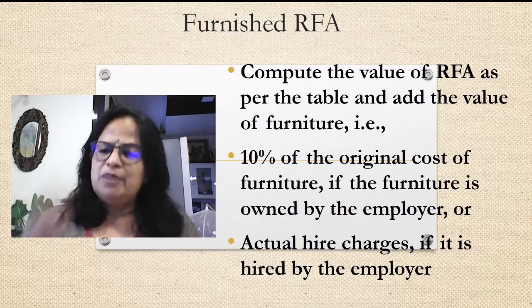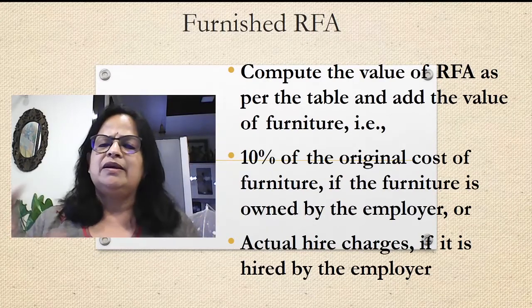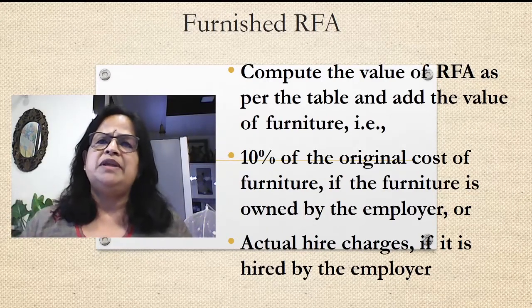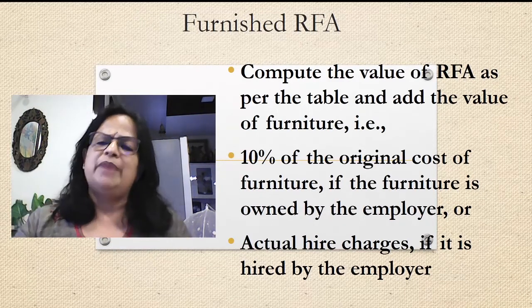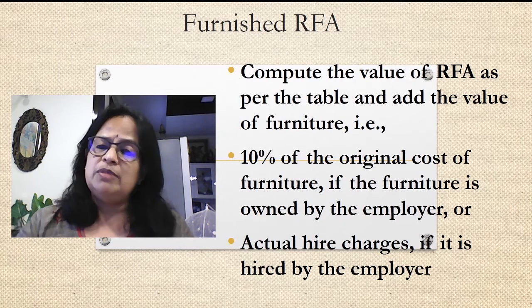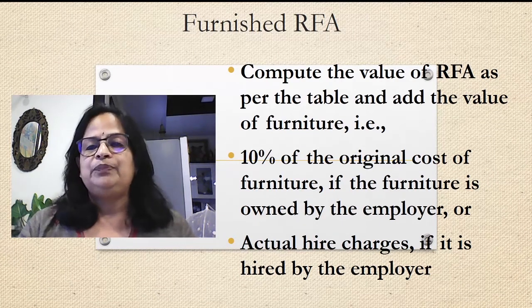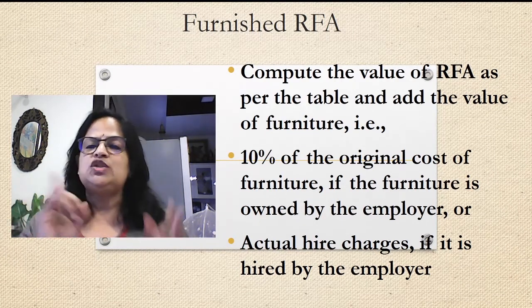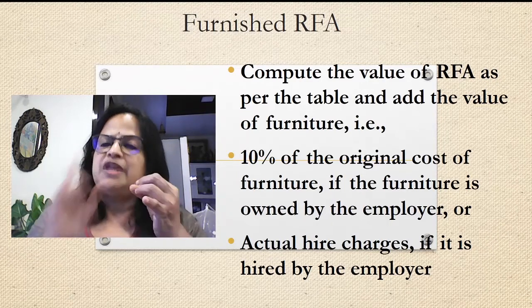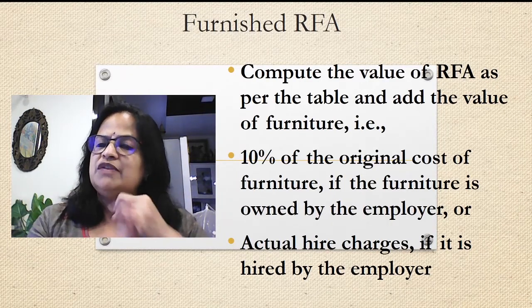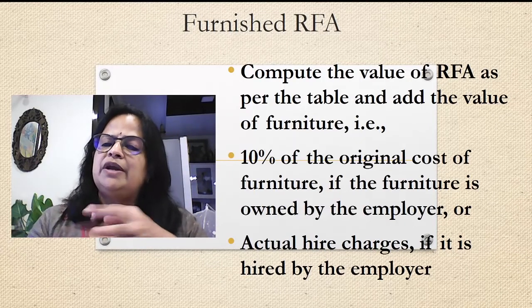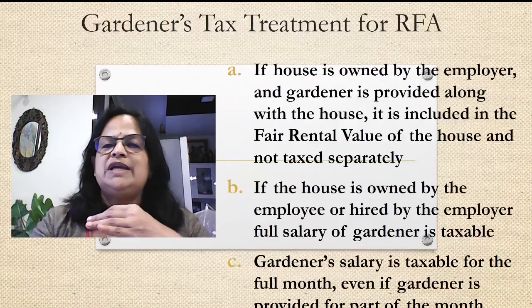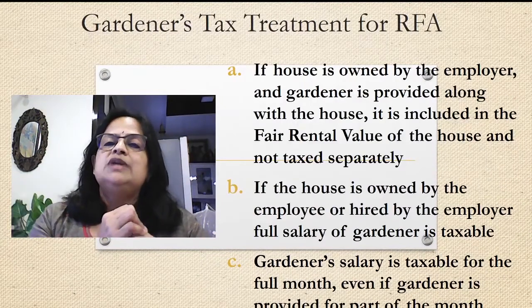Imagine we are doing one problem also, one refrigerator is hired by the employer, or it can be anything, a dining table hired by the employer, anything. If you are getting a question like that, whatever higher charges the employer is paying, that will be added to your RFA value. So I'll do the problems and I'll explain. So furnished RFA means 10% of the original cost of furnishing will be added. And if there are any higher charges paid by the employer, that also will be added to the employee's salary, RFA computation. So this you have to remember.